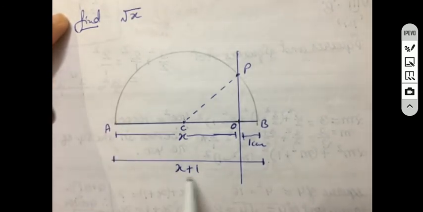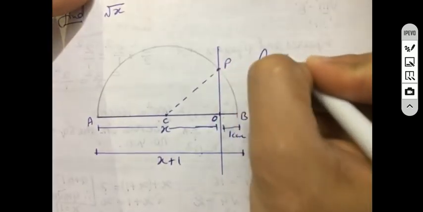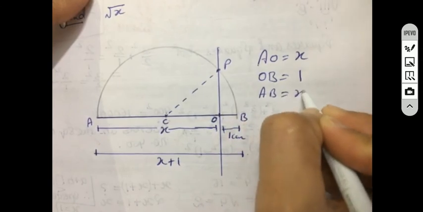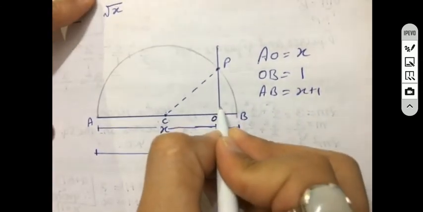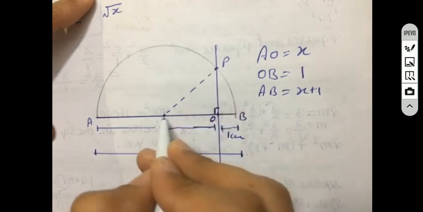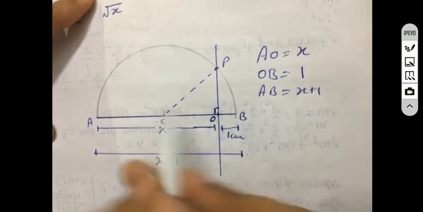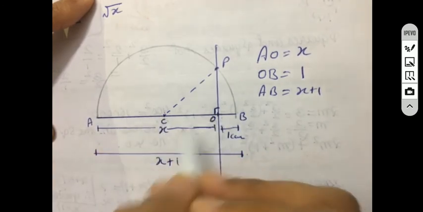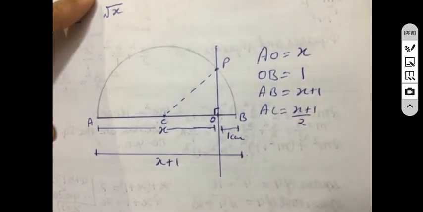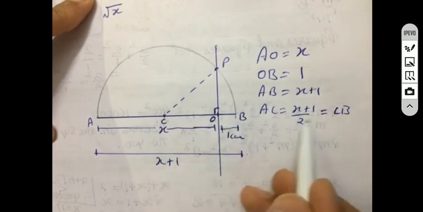As we know, we draw a line of x plus 1, with 1 centimeter reduced, so this portion AO will be equal to x, OB is given 1, therefore AB will be equal to x plus 1. Now as this is perpendicular, there will be a small triangle POC. This is a right triangle POC. Now we know what CO is. If AB is x plus 1, AC will be equal to (x plus 1) by 2, and this will be equal to CB also, because this is the center point. CB is (x plus 1) by 2.